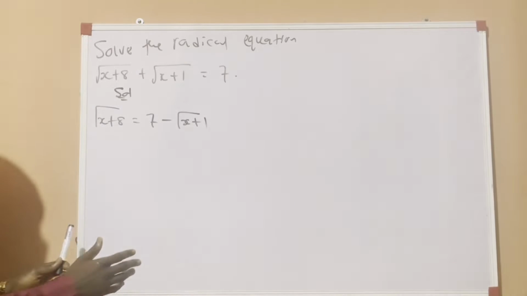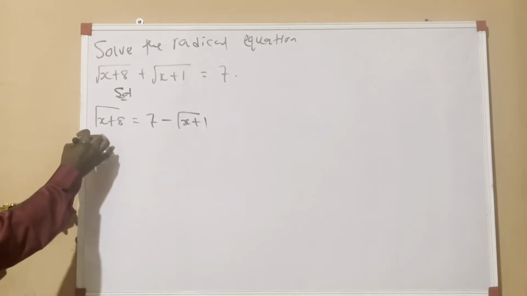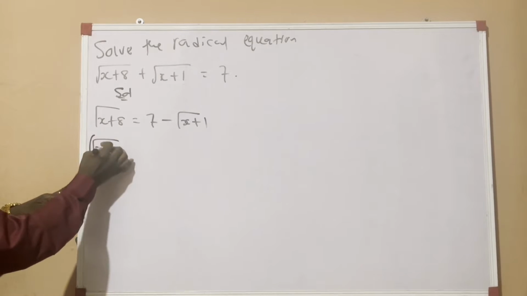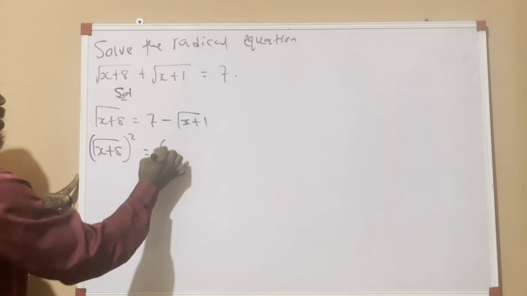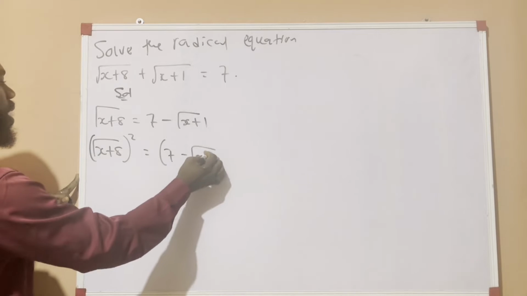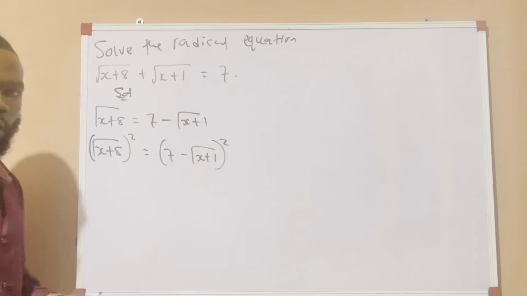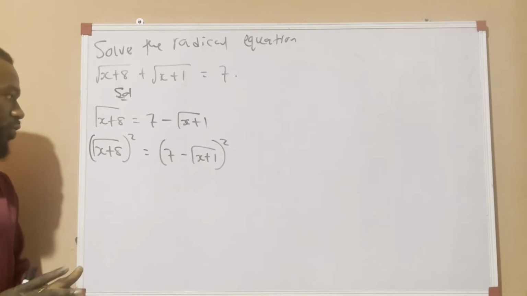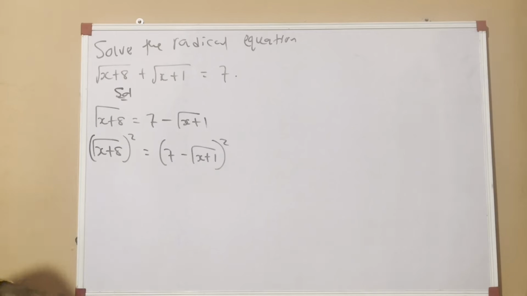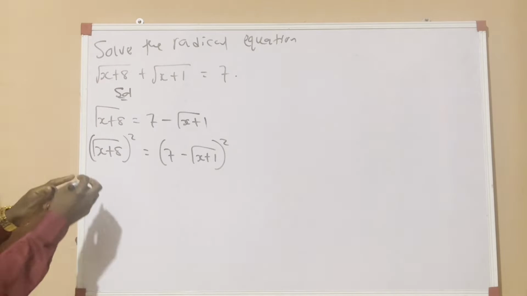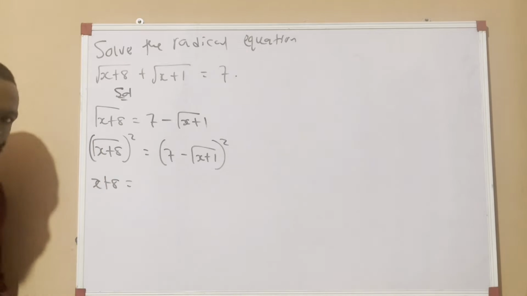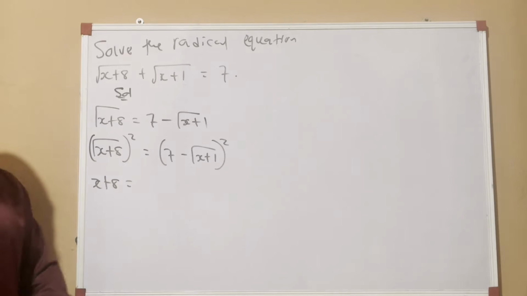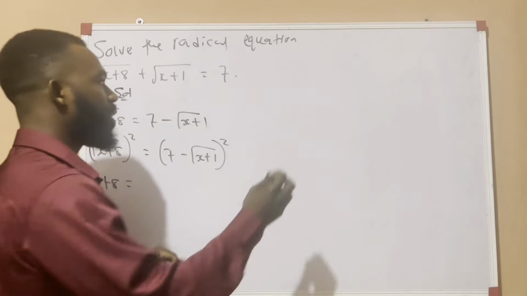So taking the square of both sides of the equation, we have root x plus 8 all squared equal to 7 minus root x plus 1, also all squared. Are you with me? Good. Now, root x plus 8 all squared will give us x plus 8. I know you will be wondering how come it became x plus 8. I will explain.